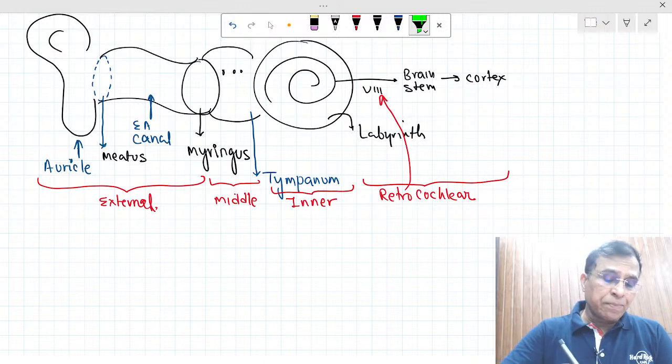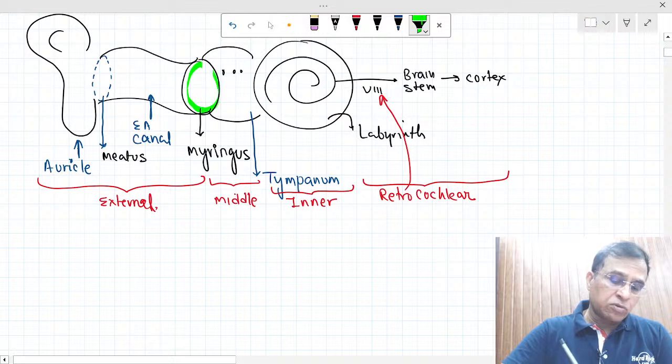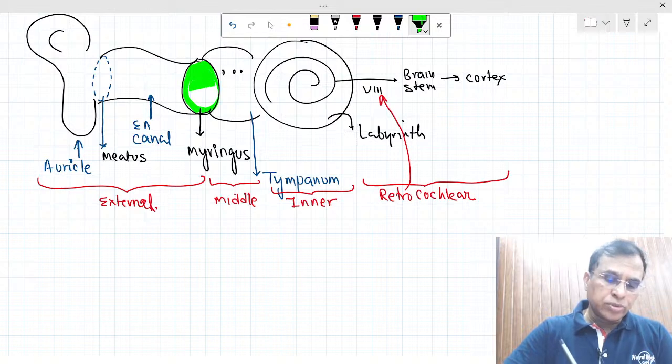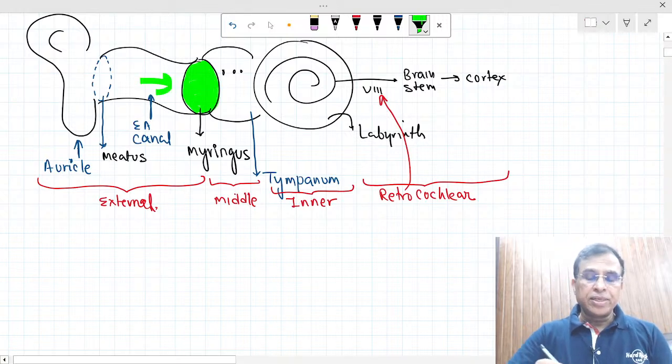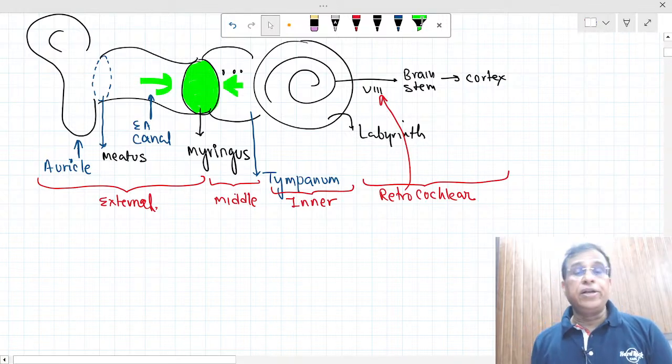And what about this tympanic membrane that I'm shading with green now? Tympanic membrane is the border of the external ear and the middle ear, yes or no? And therefore, where does it belong to? Does it belong to the external ear? Does it belong to the middle ear? What do you think? Now, tympanic membrane has two surfaces. It's a membrane. There is an outer surface facing outside and there is an inner surface facing middle ear.